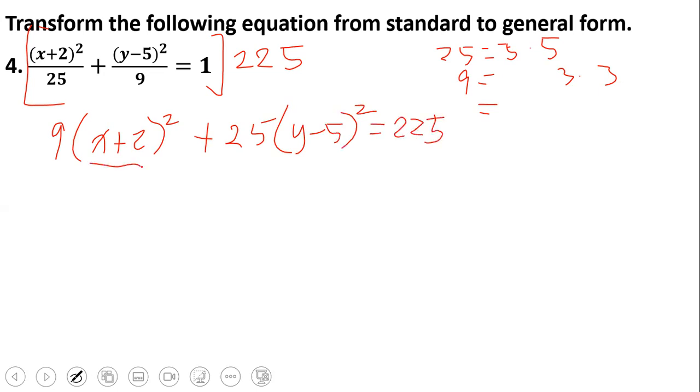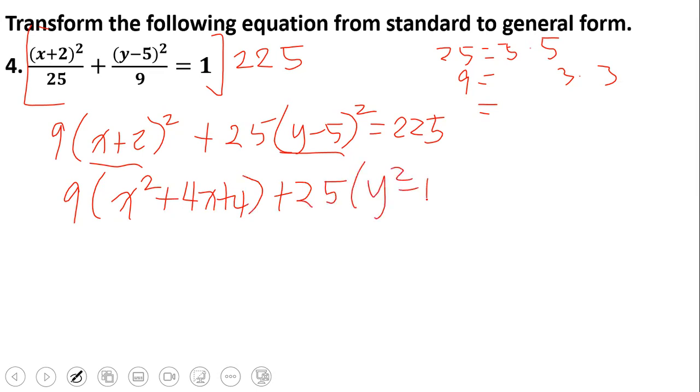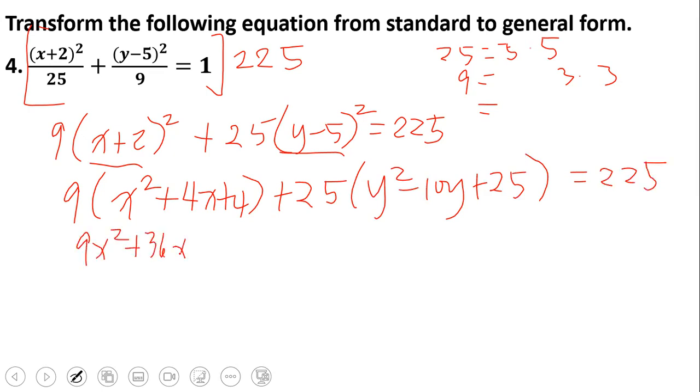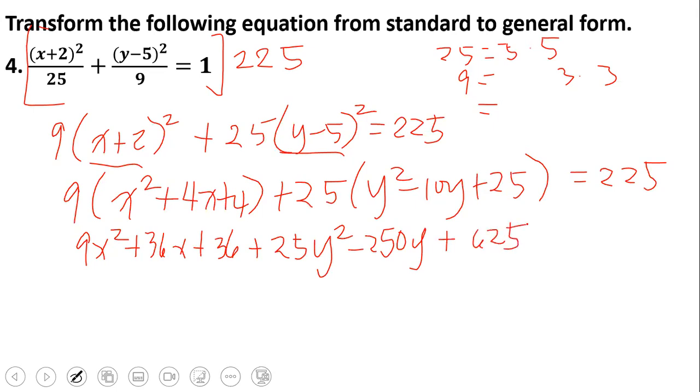So don't forget to expand these terms. So to get the general form, this will become 9 times x squared plus 4x plus 4 plus 25 times y squared minus 10y plus 25 is equal to 225. So this will become 9x squared plus 36x plus 36 plus 25y squared minus 250y plus 625 minus 225 is equal to 0.